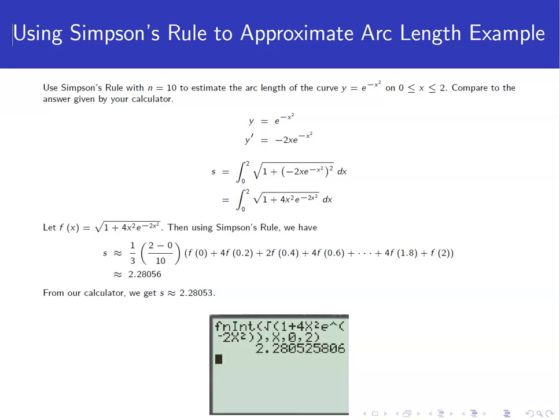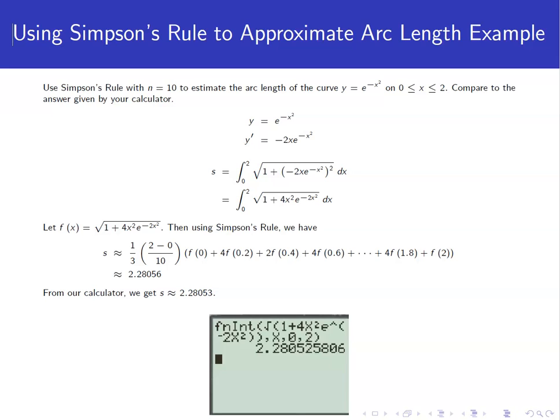In this video, we're going to use Simpson's rule to help us approximate an arc length. So the problem asks us to use 10 subintervals and Simpson's rule to estimate the length of y equals e to the negative x squared on the interval from 0 to 2, and then it asks us to compare our answer with what we get if we plug it into a calculator.